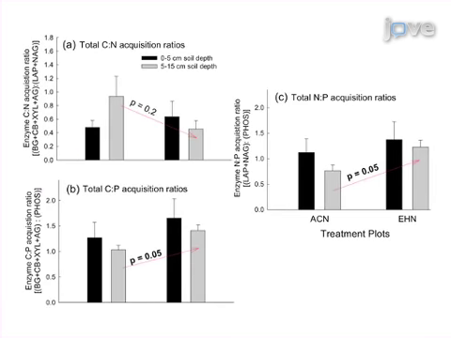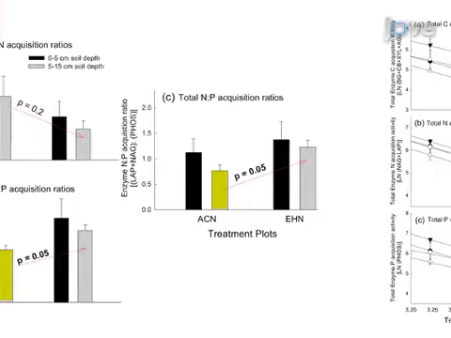The ratio of potential EEAs is one way to assess microbial nutrient demands. Here, soil enzyme stoichiometry, carbon to nitrogen, carbon to phosphorus, or nitrogen to phosphorus activities, did not significantly differ among the treatment plots at 0 to 5 cm soil depths. However, potential enzyme carbon to phosphorus and nitrogen to phosphorus ratios were higher in the elevated carbon dioxide and heating treatment plots compared to ambient climate conditions at the 5 to 15 centimeter soil depths.